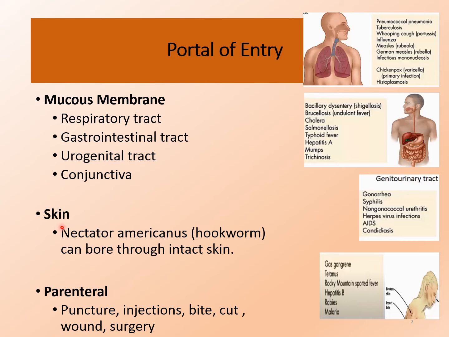Some microbes can gain access through hair follicles and sweat glands. Necator americanus is a hookworm that bores through the intact skin and produces enzymes that break down keratin.